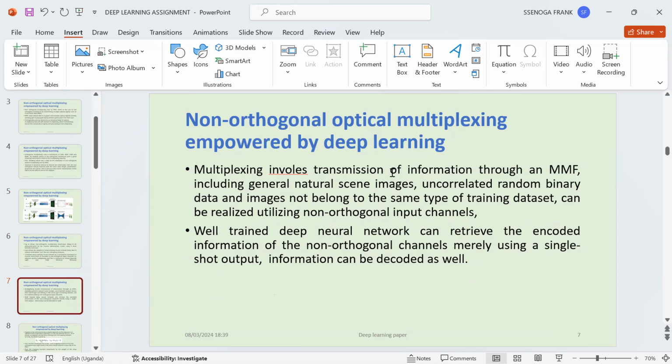So multiplexing involves transmission of information through an MMF, including general scene images. We shall see how general scene images are being fed into the neural network, and then that neural network is trained and performs a classification.